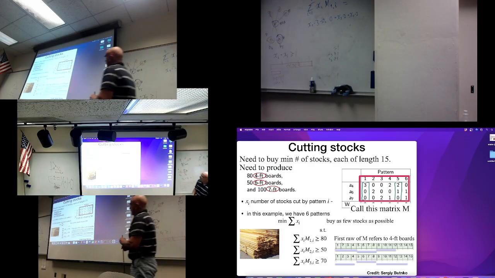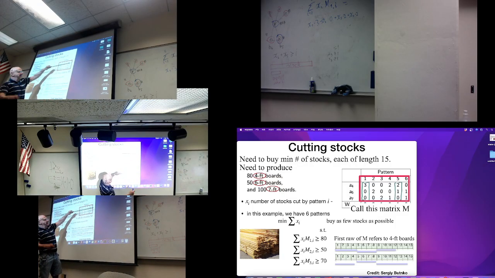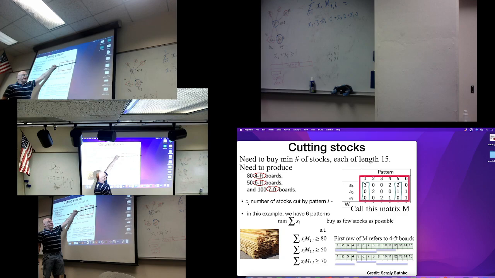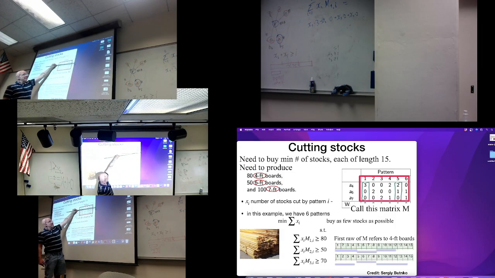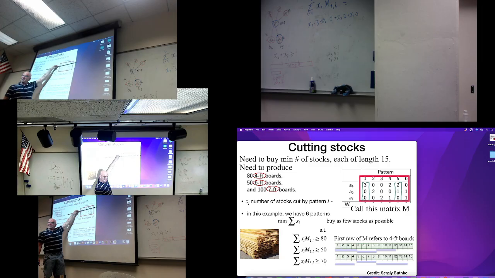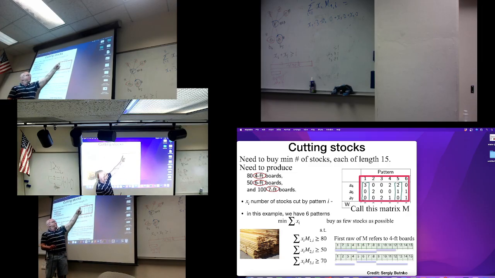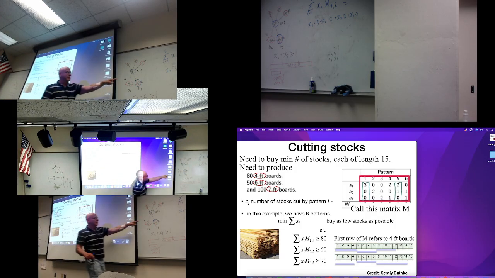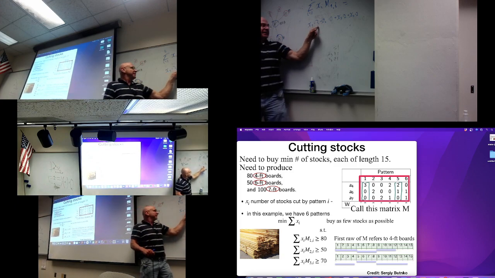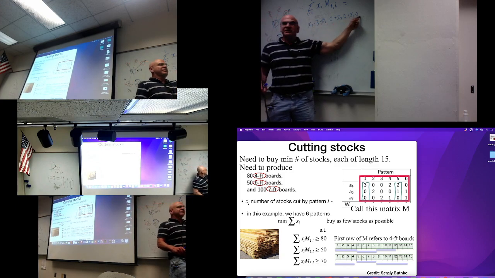And what does this number, this row, tell me? That if I cut the stocks based on X1 stocks, I cut according to pattern 1. X2 is how many I cut according to pattern 2, all the way to pattern 6. That tells me how many boards, how many shelves of length 4 do I get out of all this cutting. Because if I cut according to pattern 1, then from every one that I cut according to pattern 1, I'm getting 3 pieces. That's the 3 that you see over here. If I'm cutting according to pattern 4, then I'm getting only 2 of them.